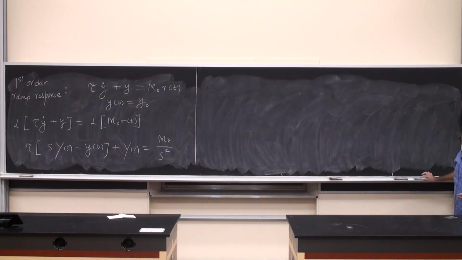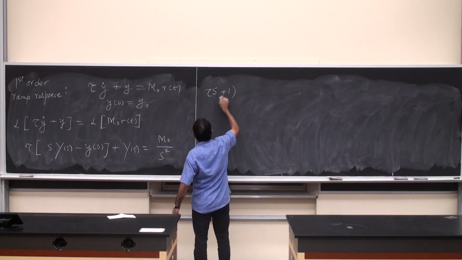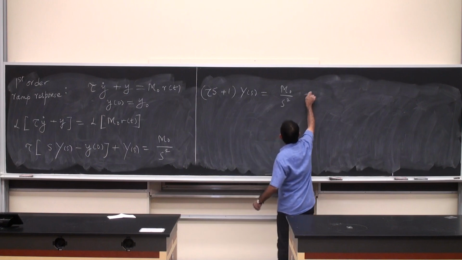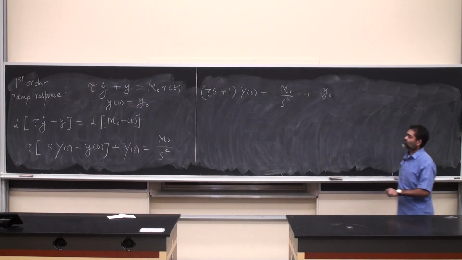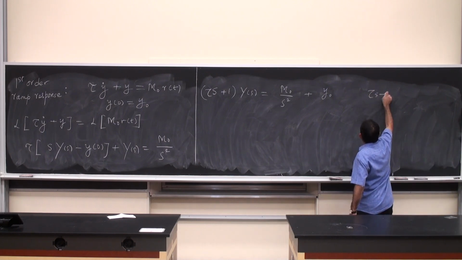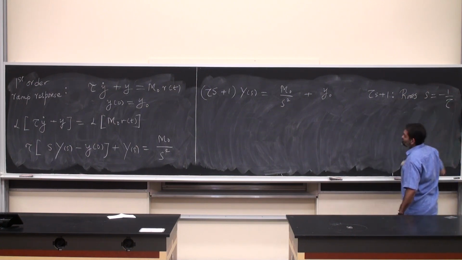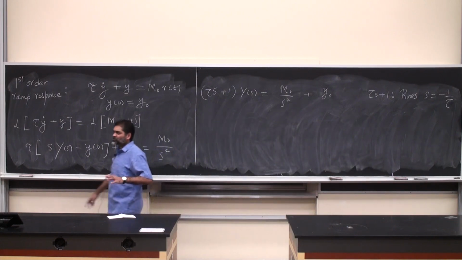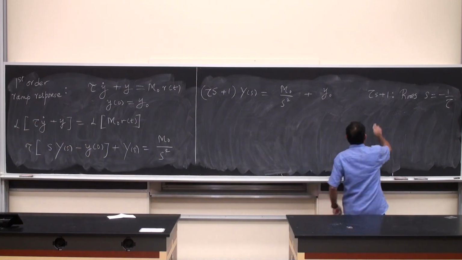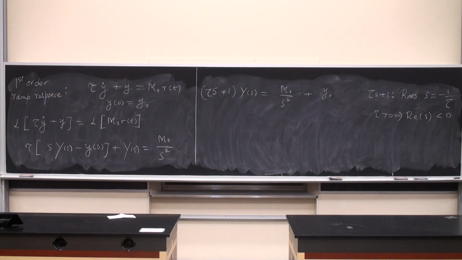Alright, so then I take the variables, I bring them onto the rightful places and so on. So I have (tau s + 1) Y(s) = m_0/s^2 + tau y_0, with y(0) = y_0. I have the characteristic polynomial of the system, tau s + 1. If I look at the roots, s is equal to minus 1 by tau, and if tau is greater than 0, which is typically what it is for our systems, this is a stable system, right? So for tau greater than 0, the real part of the root is less than 0, so this is a stable system.